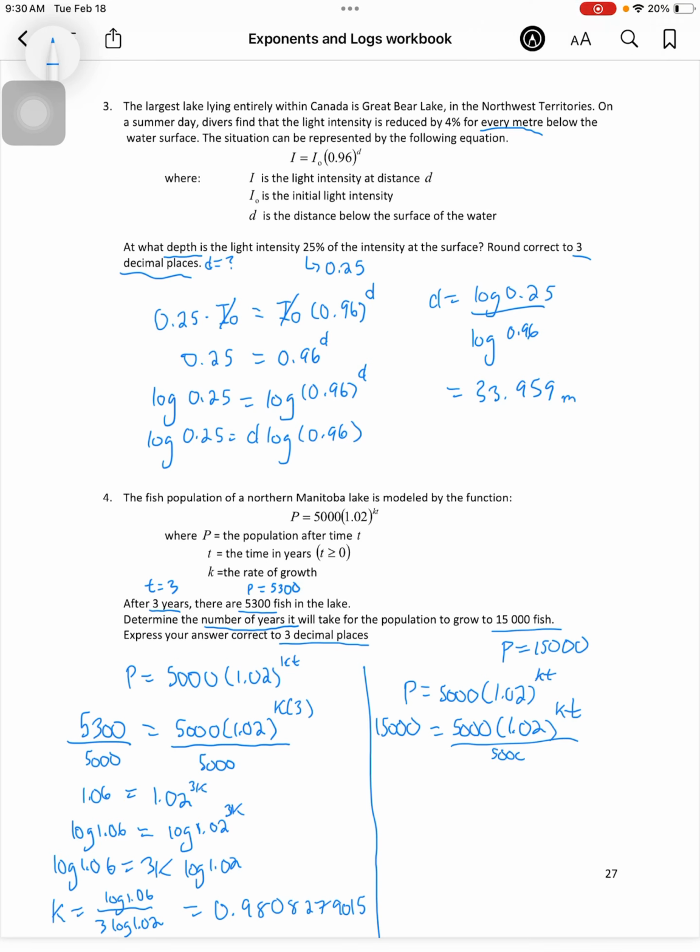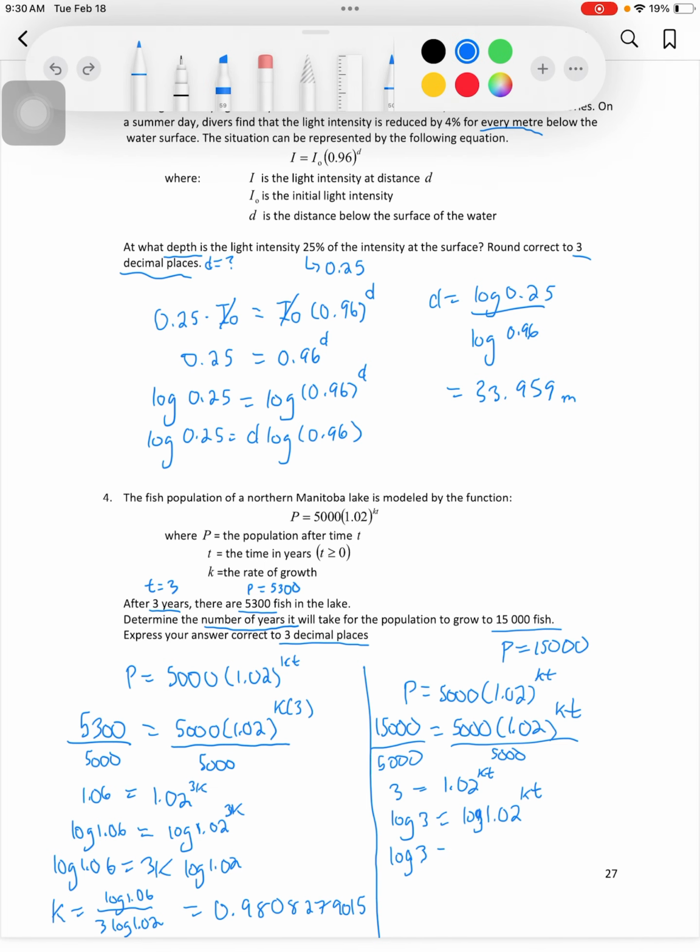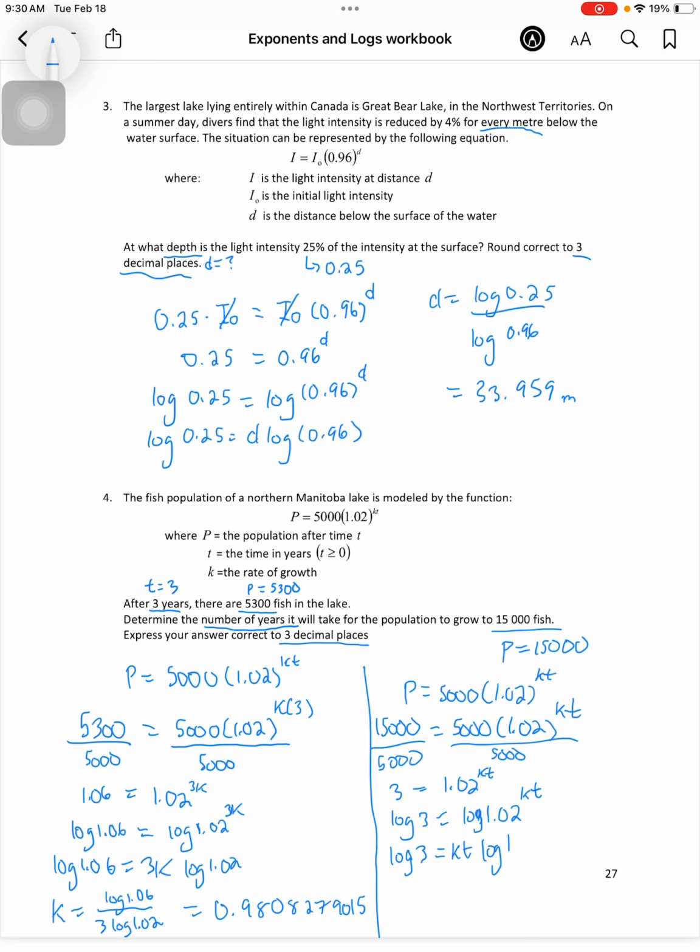Here, you divide both sides by 5,000. So 3 equals 1.02 to the power of kt. Again, we know what k is, we're just writing k because we don't want to write that big number. Now we use our log rules. So log 3 equals log 1.02 to the kt. Power law: log 3 equals kt log 1.02.